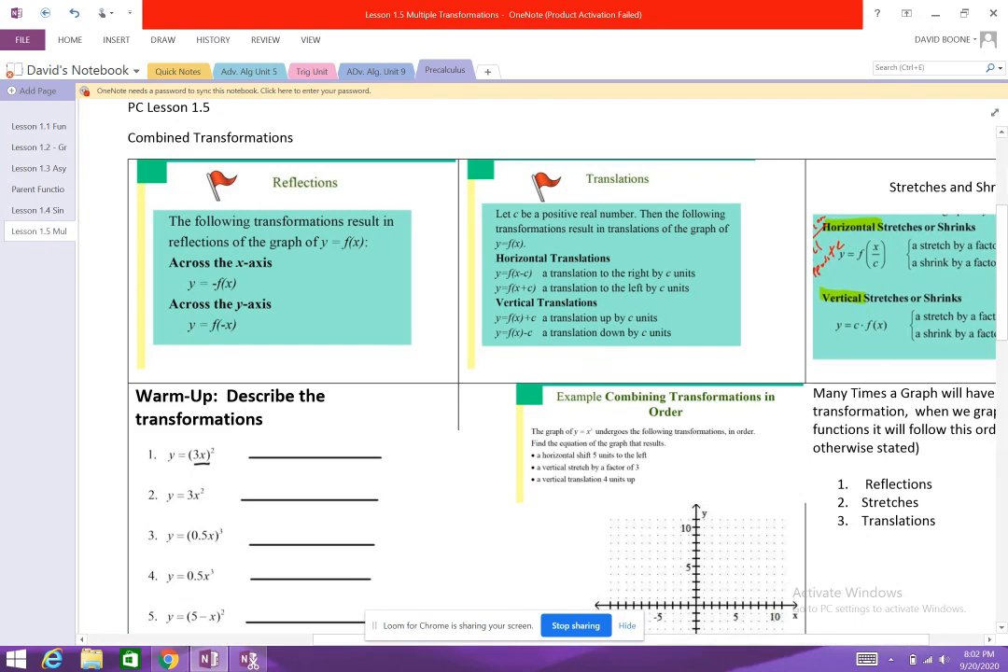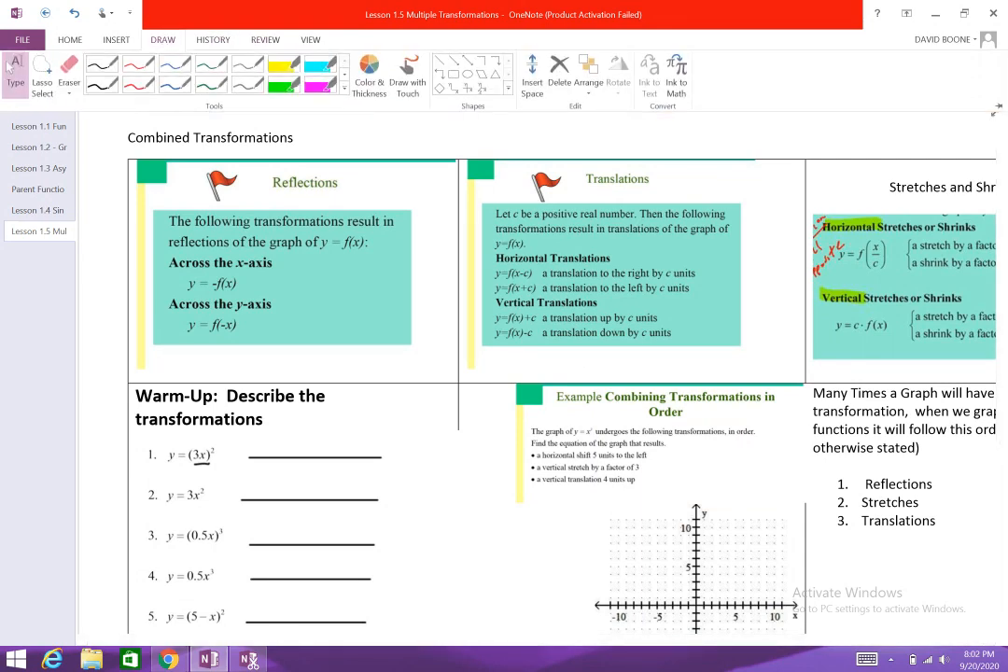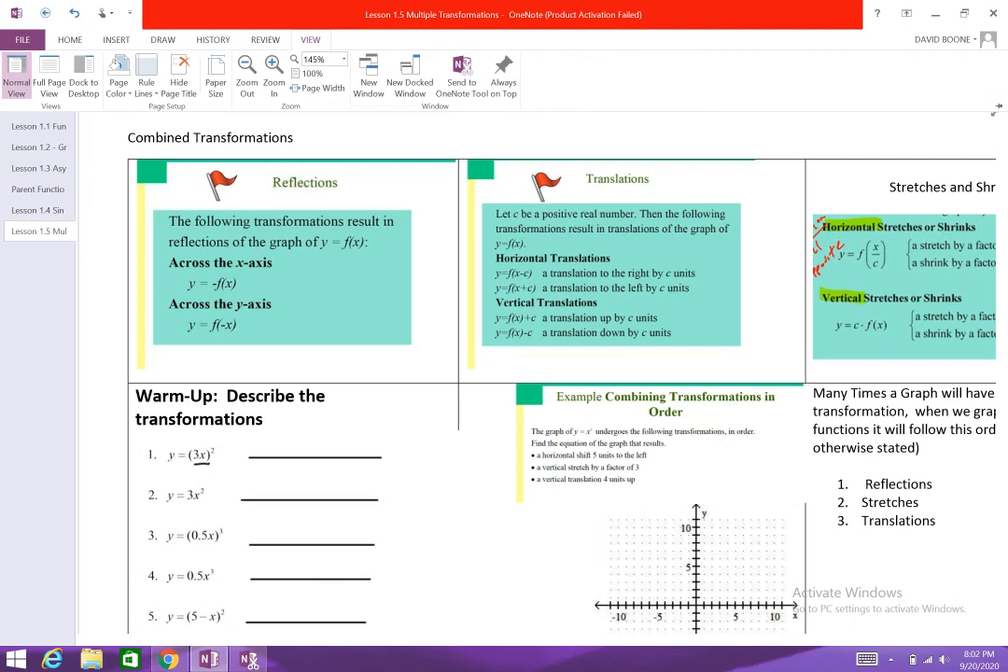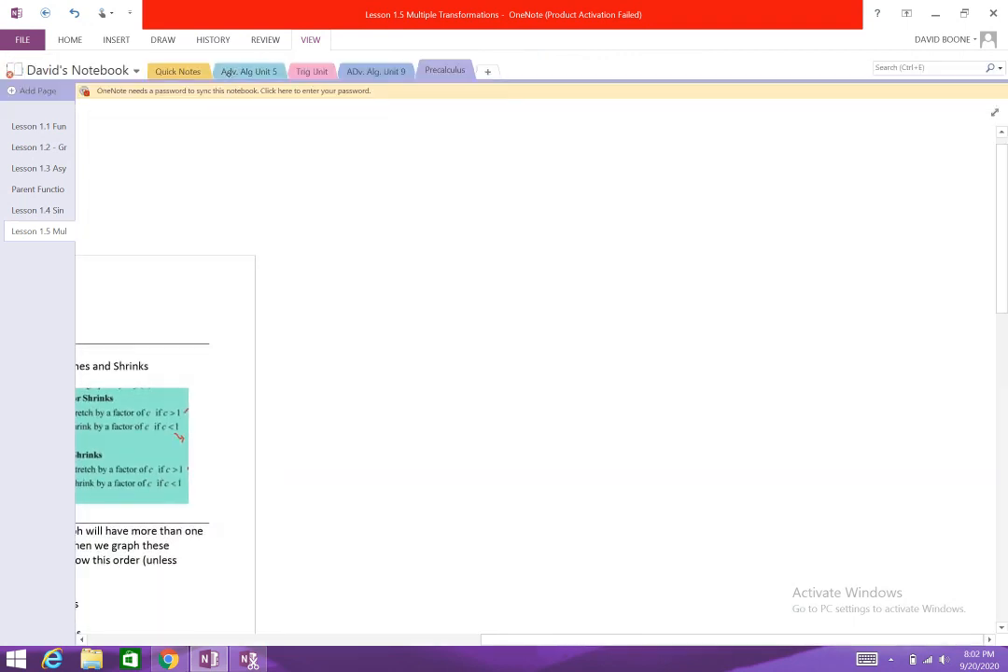In the stretches and the shrinks, let's kind of take a look at that piece. Let's see if I can move that there. I guess I'm going to have to shrink that a little bit. So I can move that over. Ooh, whoa.